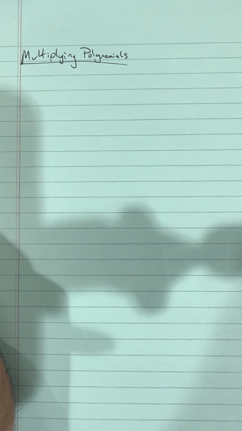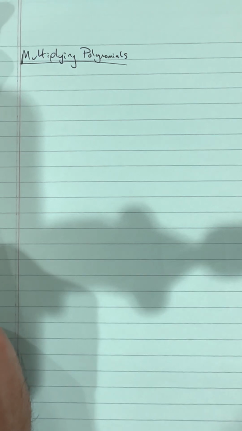Hi everyone, quick video for you on multiplying polynomials. So multiplying polynomials is kind of like multiplying anything else using the distributive property. But when the polynomials get a little bit bigger, we have to use something called the area model. And the area model is basically just drawing a couple of boxes and then filling in those boxes. Let me show you.